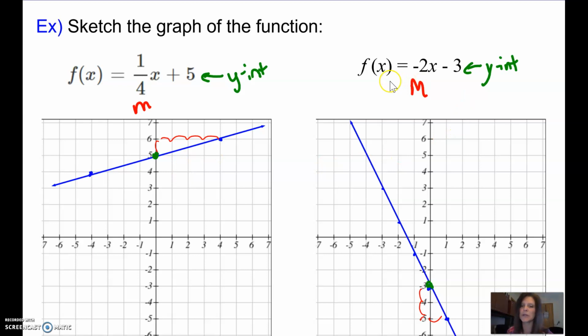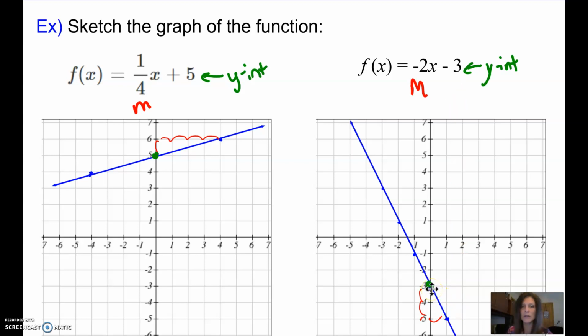Okay, here's the second one. f of x is equal to -2x minus 3. Again, the number in front of x is my slope. Since it's a whole number, I can always put it over 1. So my slope is -2 over a positive 1. And my y-intercept, my starting point, is going to be at -3.